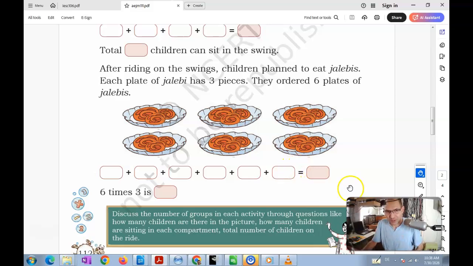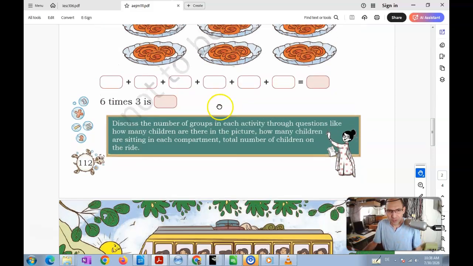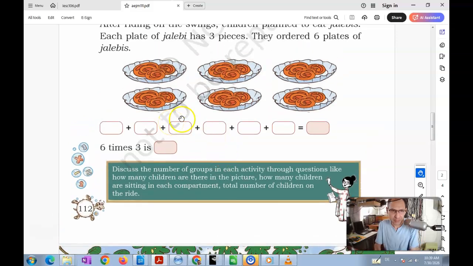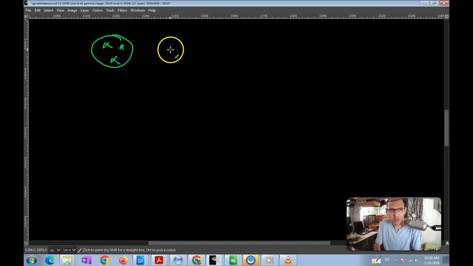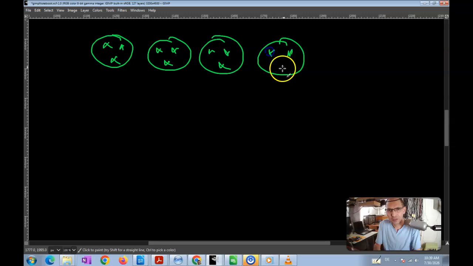Now another way to make this simple is by doing multiplication, right? So when you multiply, what you say is that we have this plate over here. It contains 3 sweets. Again, we have all of these. So that's a 4.